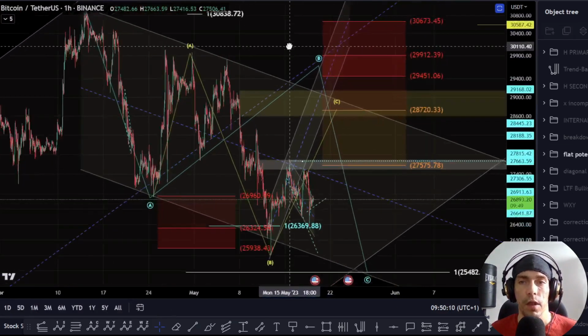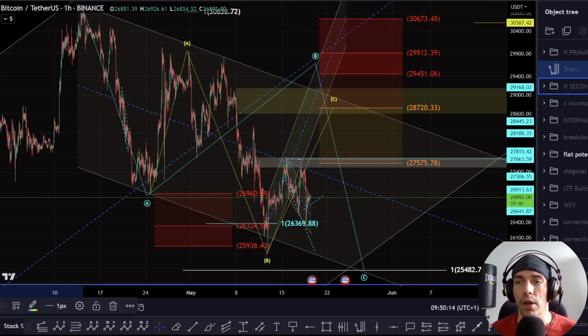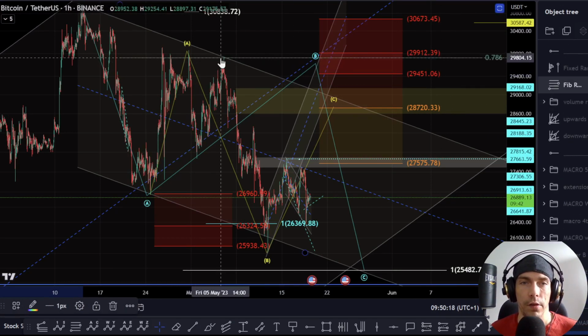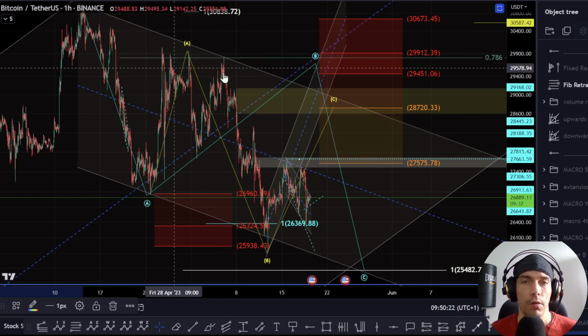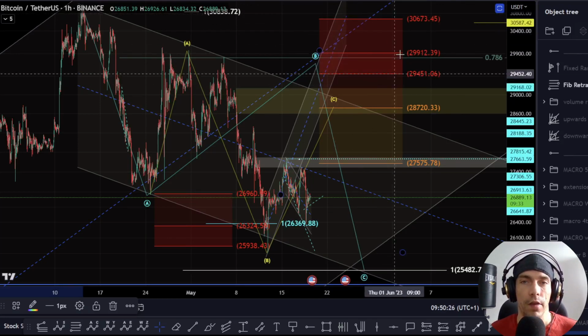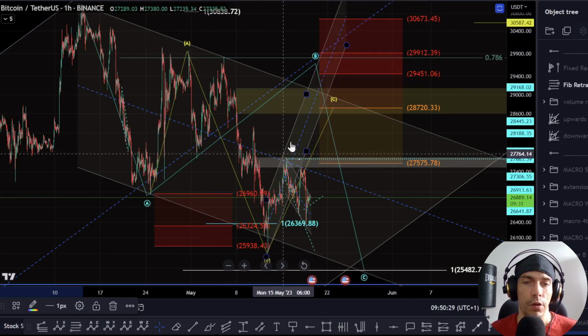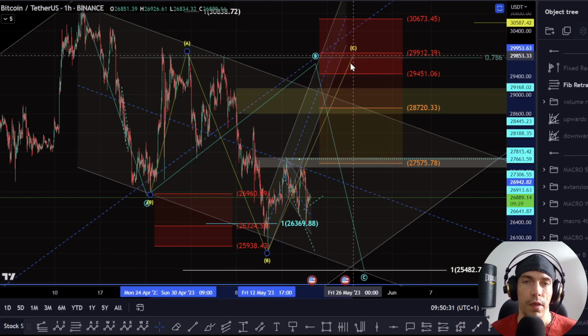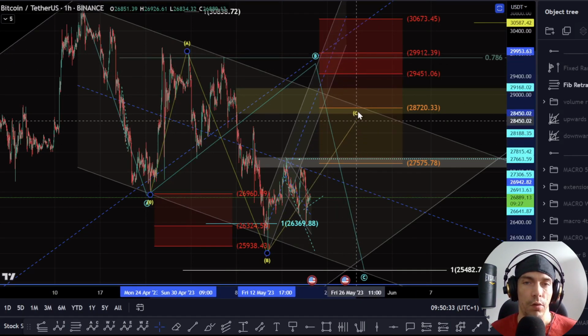Now, another interesting area, if we actually push up here, is that if we do move up high enough, we also have a 0.786, which is sitting towards this zone of 29,813, towards the higher end of this move. So this would tie into coming into the higher range here as an expanding flat. So if we do start to see this C wave develop to the upside, there's a couple of places I would be looking for.